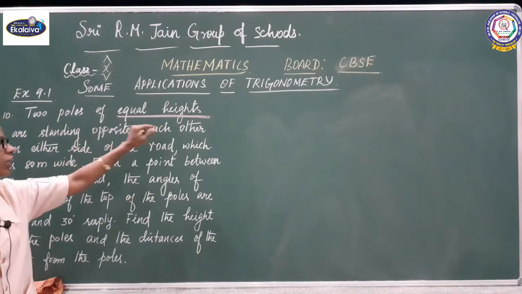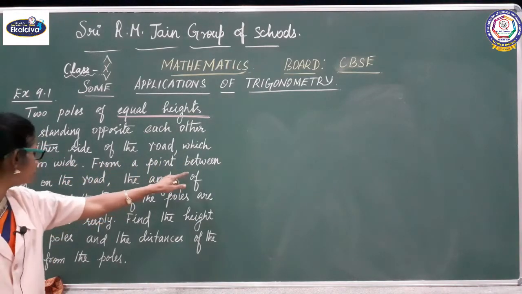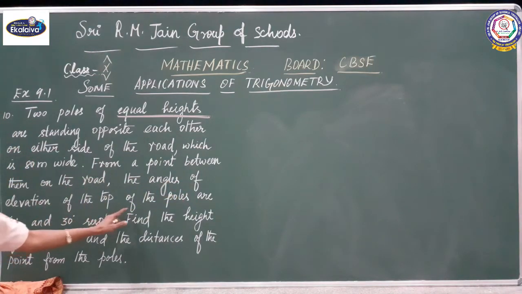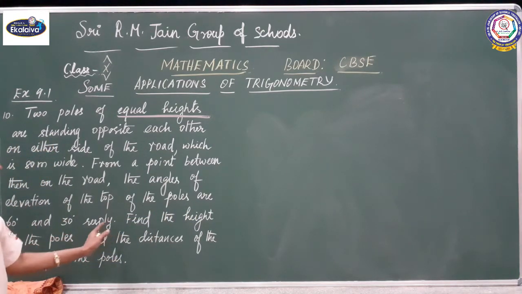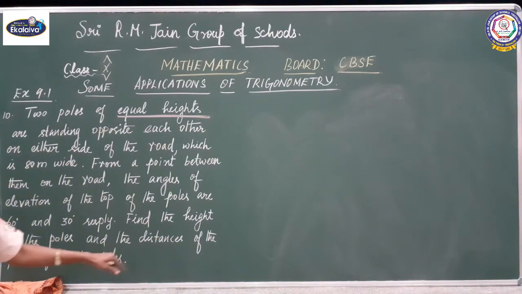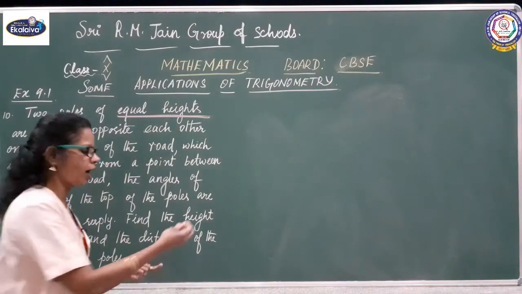Two poles of equal height are standing opposite each other on either side of the road which is 80 meter wide. From a point between them on the road, the angles of elevation of the top of the poles are 60 degree and 30 degree respectively. Find the height of the poles and the distance of the point from the poles. What they discussed in the question: two poles both are having the same height.